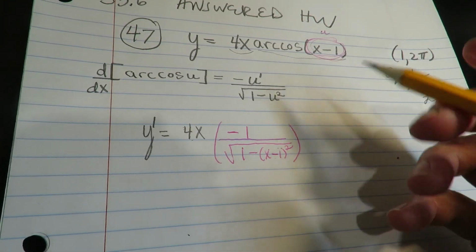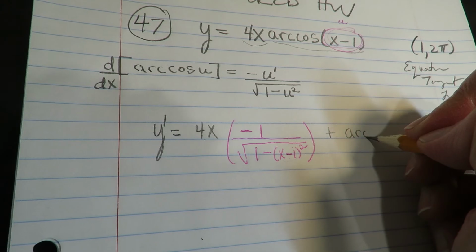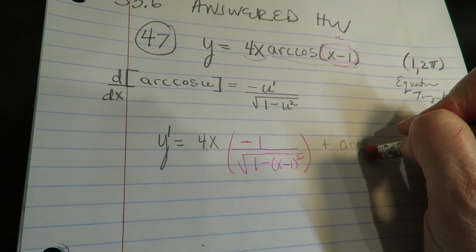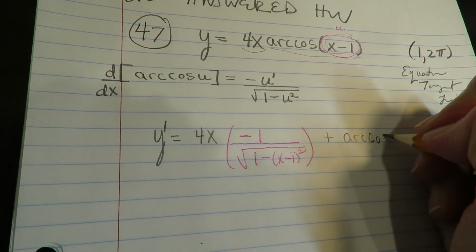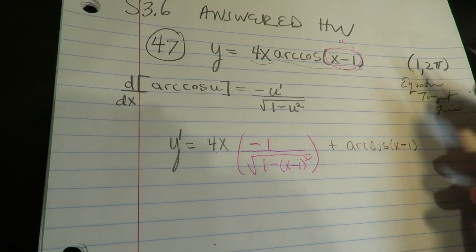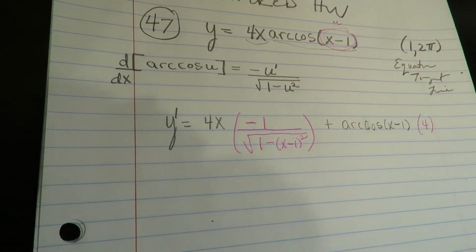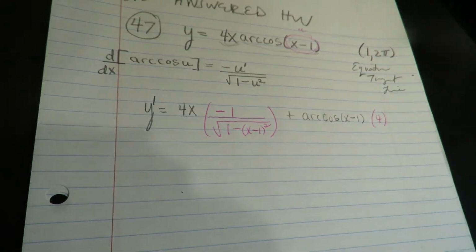Alright, so first times the derivative of the second piece plus the second piece times the derivative of the first piece. Derivative of the first piece is 4, okay, because the first piece we're taking that as 4x.